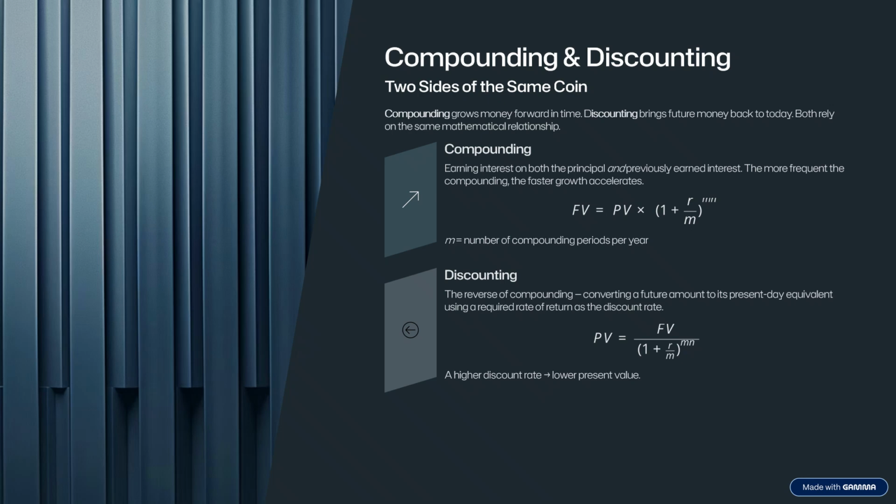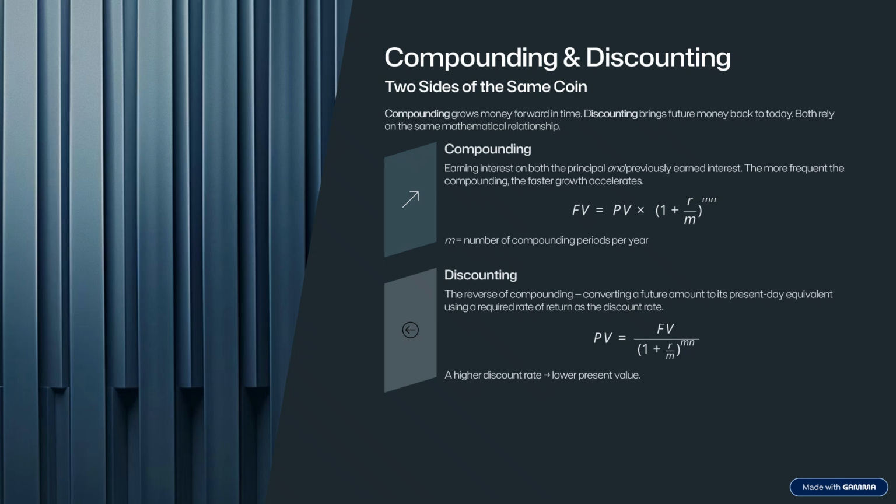Let me give you a real example. When you invest in a bank, you are using compounding. Okay, but when a company evaluates a project, it uses discounting. So both are used everywhere in finance, correct? If you understand these two concepts, you can also understand investment, loan, valuation, and financial decisions.